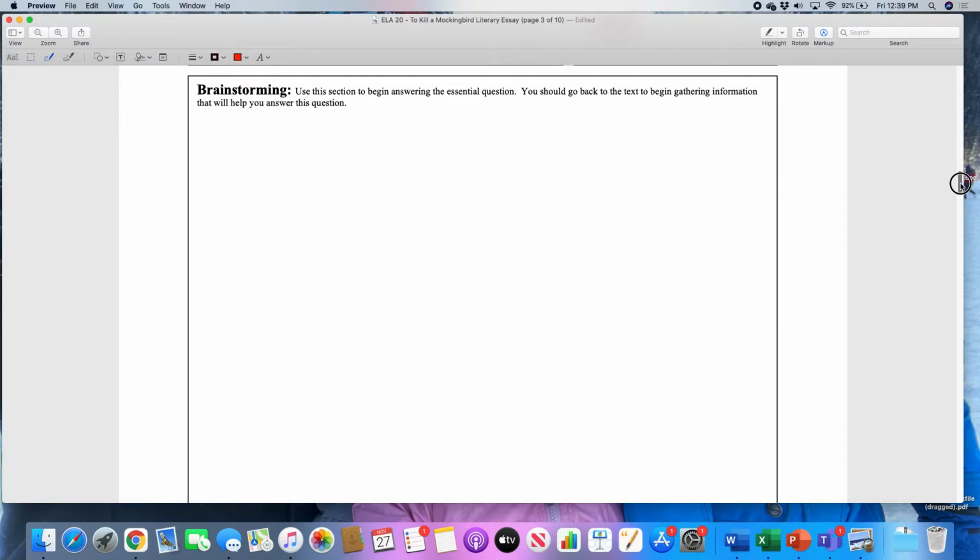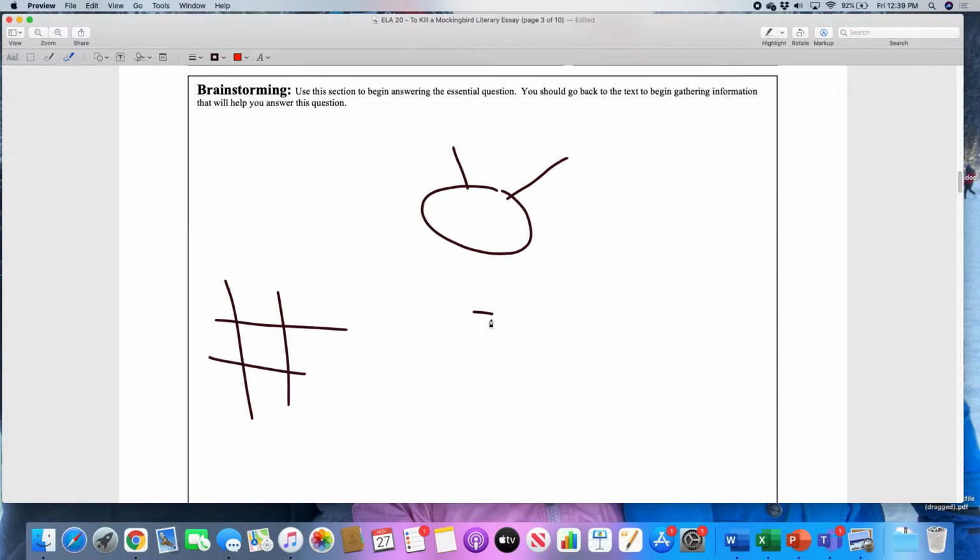Your second piece is brainstorming. Use the section to begin answering the essential question. You should go back to the text to begin gathering information that will help you answer this question. For brainstorming, this is where you're gonna just kind of do a brain dump, put all of your thoughts on the paper. You might here want to identify different quotations or different moments in the story that are coming to mind, kind of just putting your thoughts down so that you can organize them in a more logical fashion later. Some of you might want to do a web. Some of you might want to do a table. Some of you will just do jot notes.